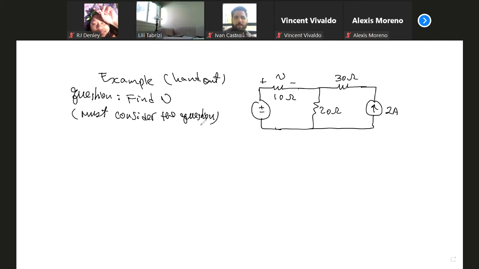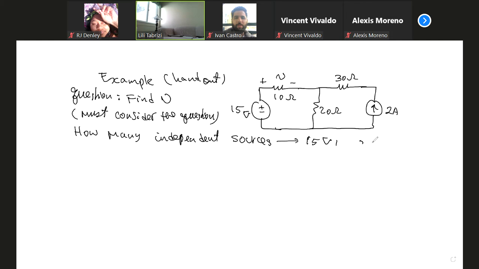For this circuit, let's do it one step at a time. How many independent sources can you identify? Two. Oh, 15 volts and 2 amps, right? Yes. Okay, let's go to Alejandro. First check the number of independent sources and identify them. Alejandro?